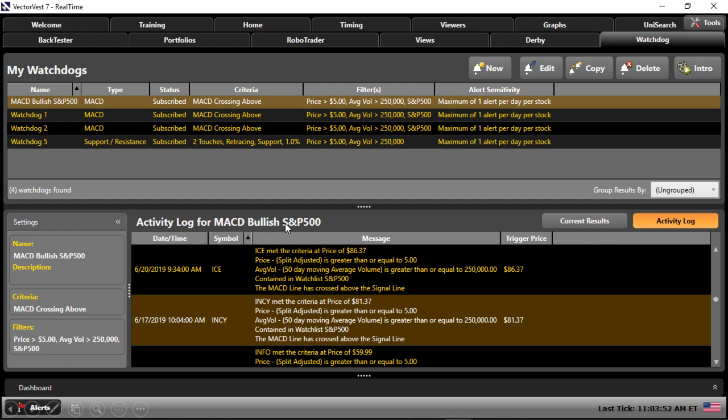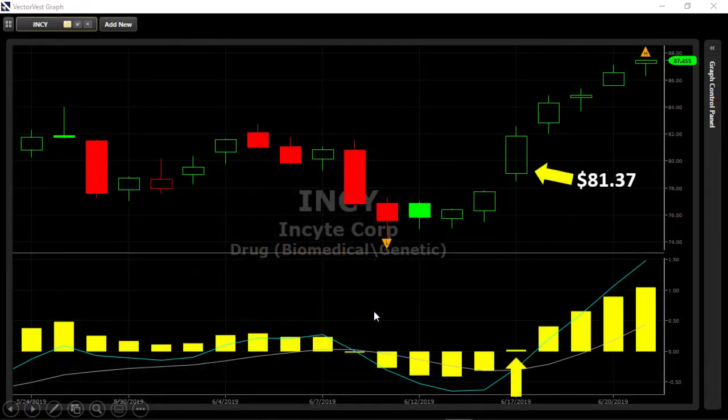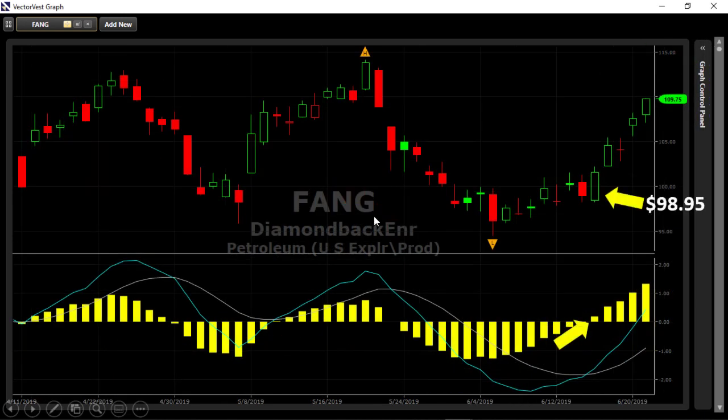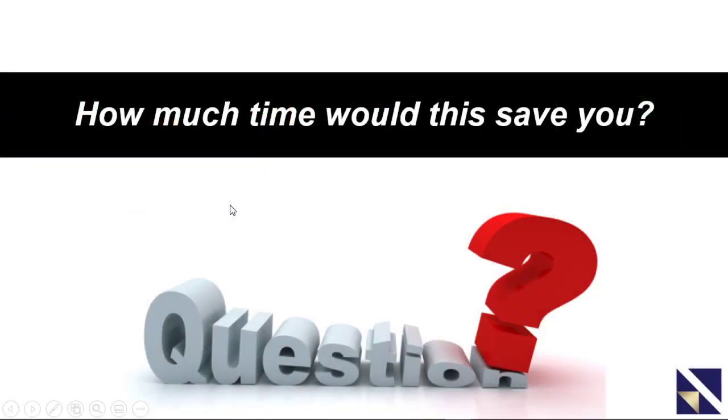MACD bullish crossover on the S&P 500. I got an alert at 10 o'clock in the morning on June 17th, for example. There was the alert. There was the MACD crossover. That actually happened during the day, right at 10 o'clock. Here's another one, FANG. Same day. MACD histogram bar is negative, turns positive. Good opportunity for some gains.